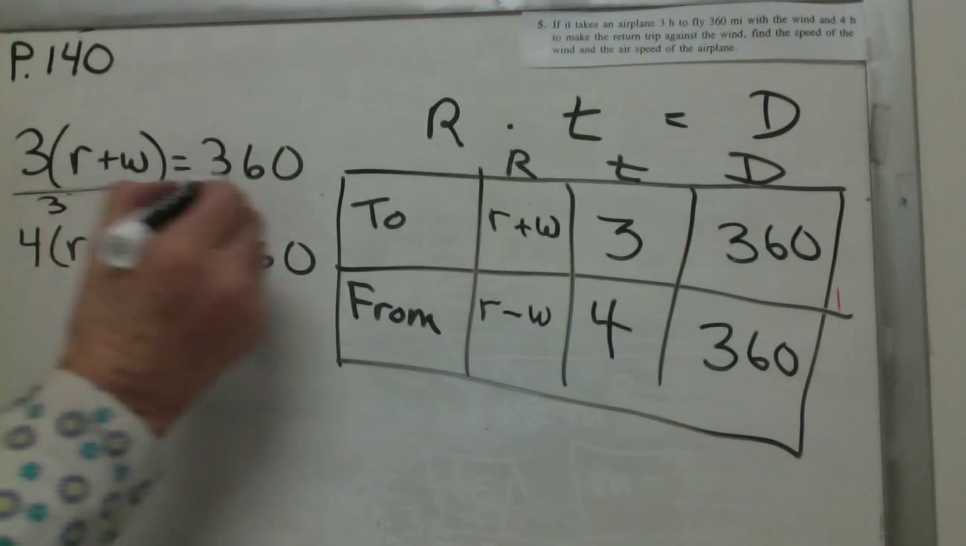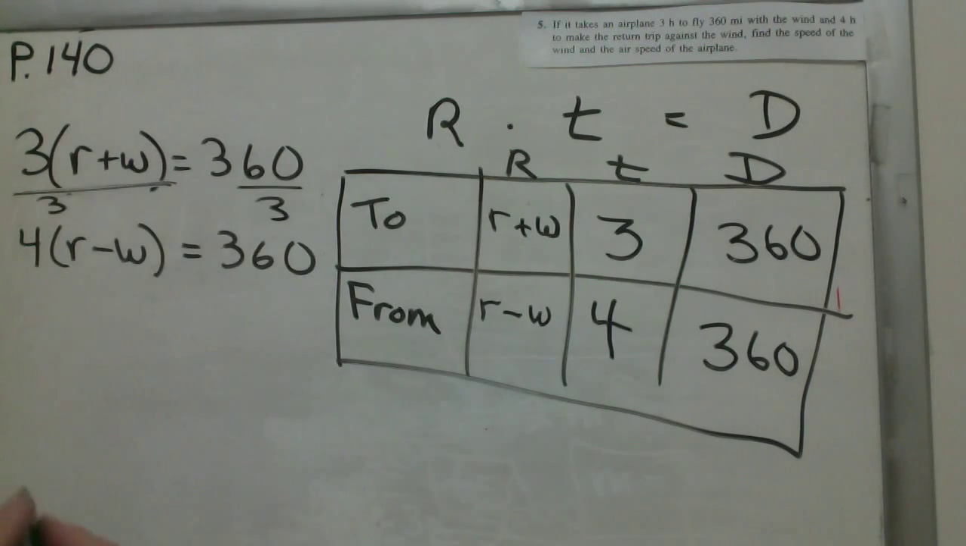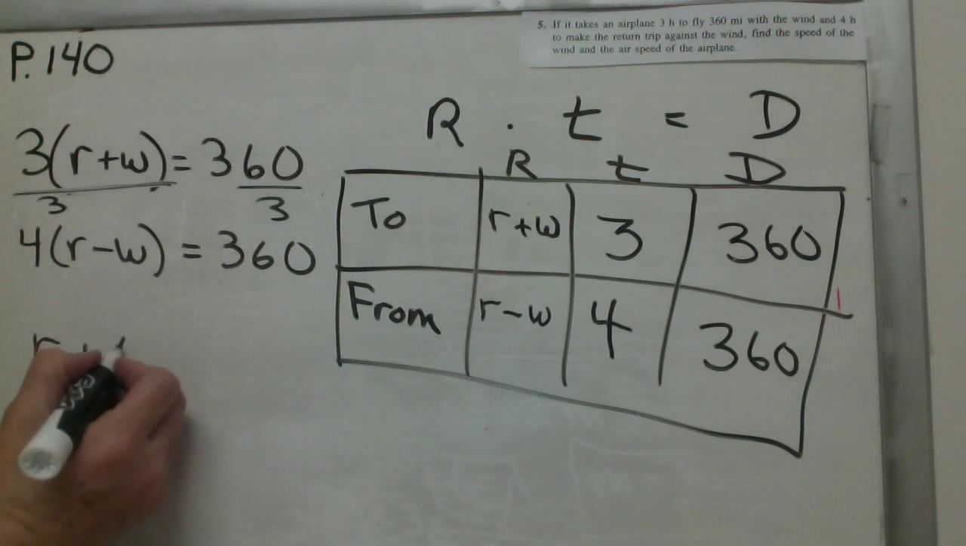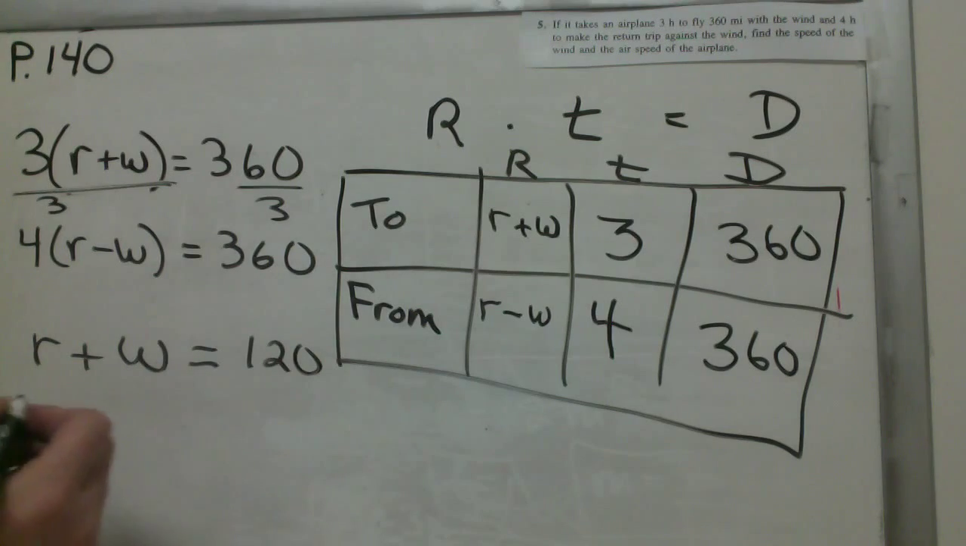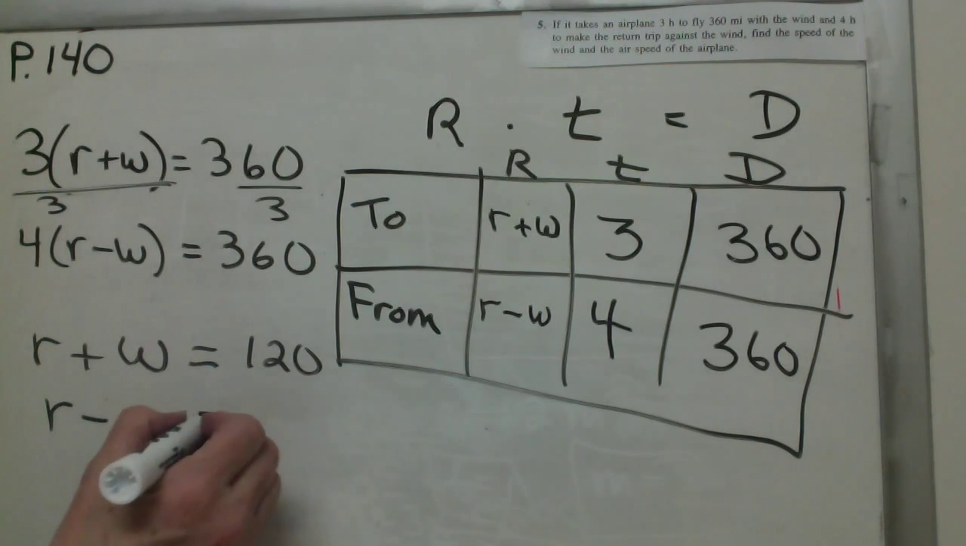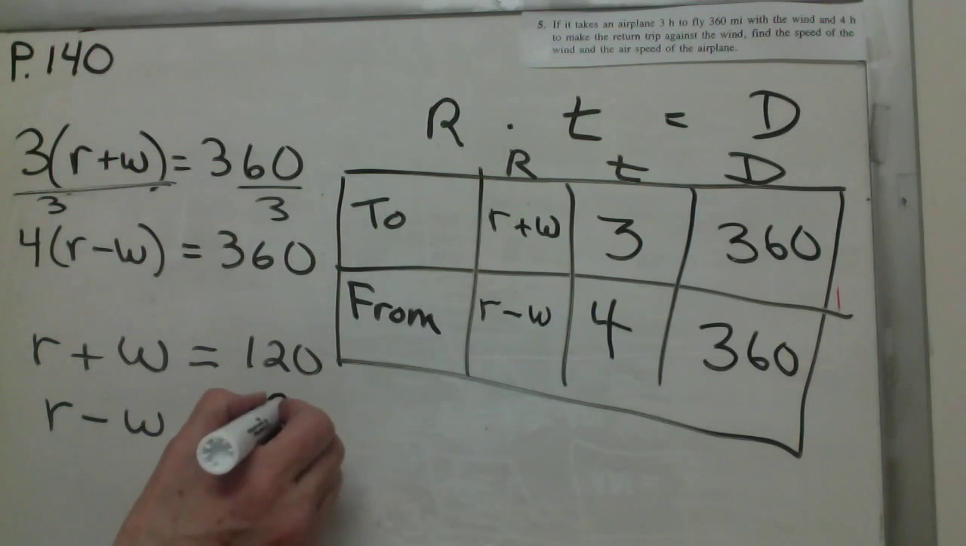So I'm going to divide both sides by 3 here. And when I do that, I end up with R plus W equals 120. Check my arithmetic with your calculator. When I divide this one, I end up with R minus W equals 90.